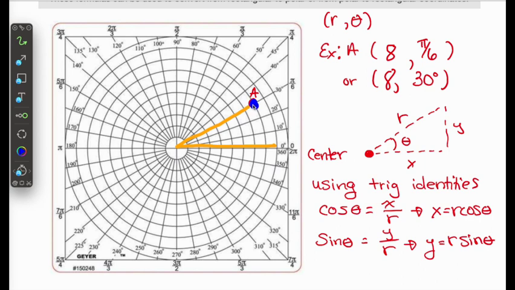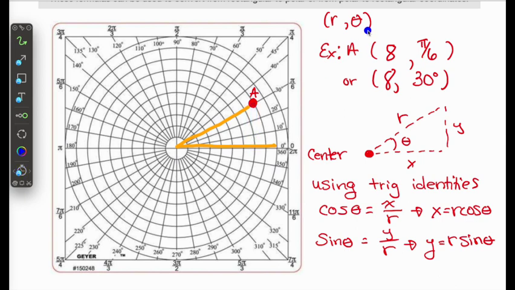Now, when we look at this point A here, normally what we would look at is we would think of this horizontal line here as the x-axis and this vertical line right here as the y-axis, and we would see where we would come out horizontally and where we would come out vertically, and that would give us our xy point.